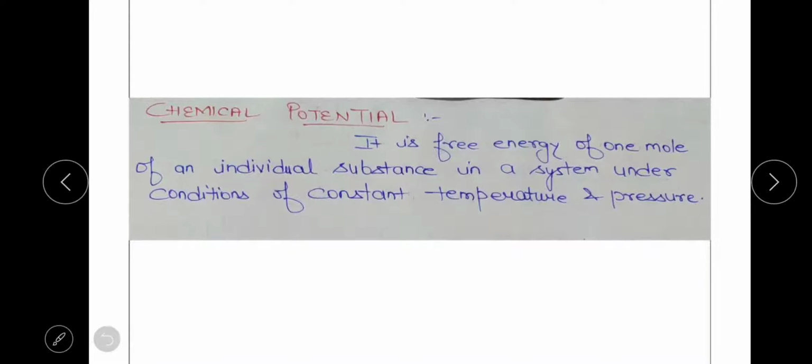So that's why the chemical potential. Here it is the free energy of 1 mole of an individual substance in a system under conditions of constant temperature and pressure. We can also say that the driving force for the transport of a substance or any other spontaneous process is the difference in the free energy, or the chemical potential, between the initial and the final stages of the system. So that is basically what represents the chemical potential.